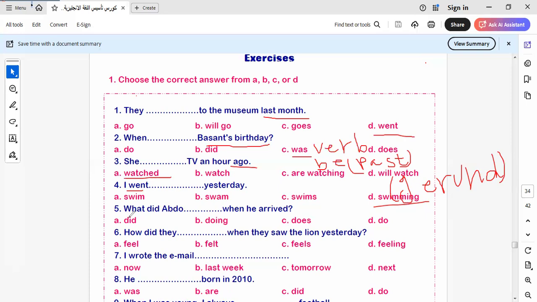What did Abdu do when he arrived? Here it will be did, so I put the verb in the stem form. It will be here do. How did they feel when they saw the line yesterday? Why feel? Because here I have did, and the verb must be in the stem form.